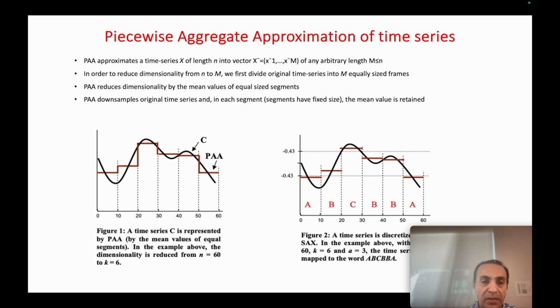In the chart on the left side, we see a time series called C represented by PAA, where we have the mean values of equal segments. In this example, the dimensionality is reduced from n equals 60 to k equals 6. So instead of the whole curve, we have those 6 segments, and each segment is represented by its mean. The segments are of equal length. On the chart on the right side, we see the time series discretized using the SAX method, and that's how we assign the labels, or the bag of words, to each segment for analysis.